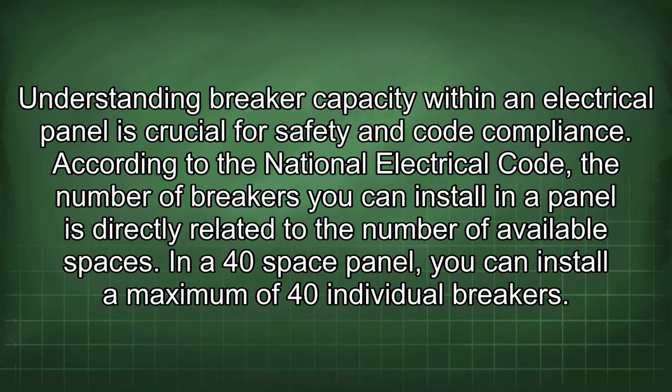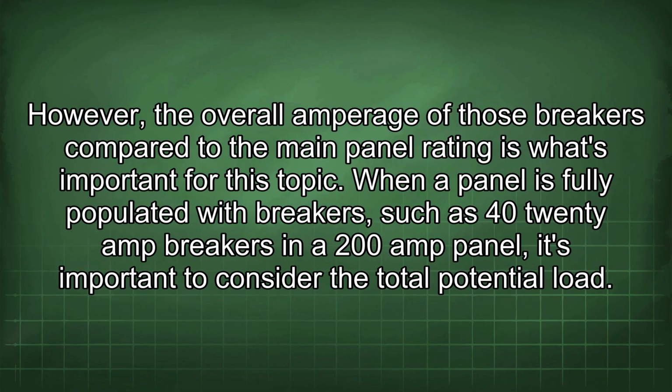Understanding breaker capacity within an electrical panel is crucial for safety and code compliance. According to the National Electrical Code, the number of breakers you can install in a panel is directly related to the number of available spaces. In a 40-space panel, you can install a maximum of 40 individual breakers. However, the overall amperage of those breakers compared to the main panel rating is what's important for this topic.